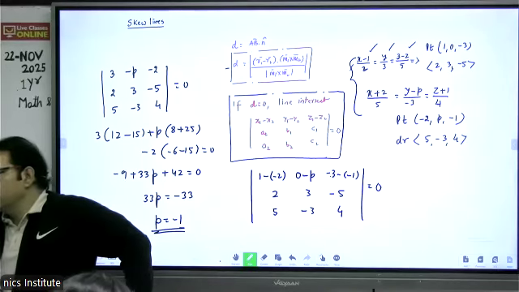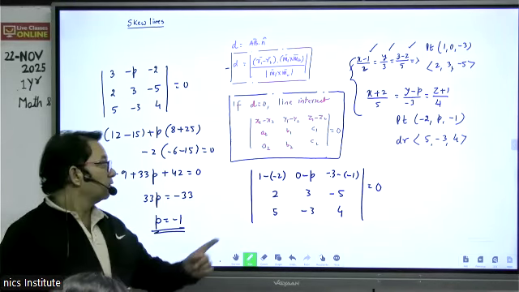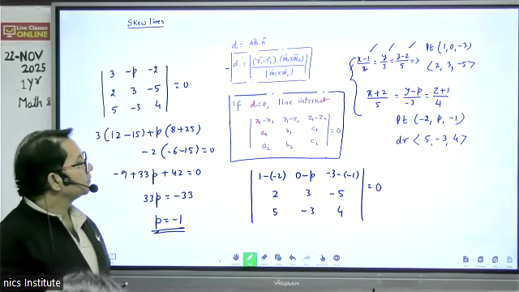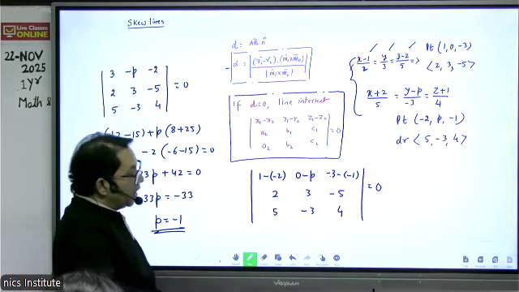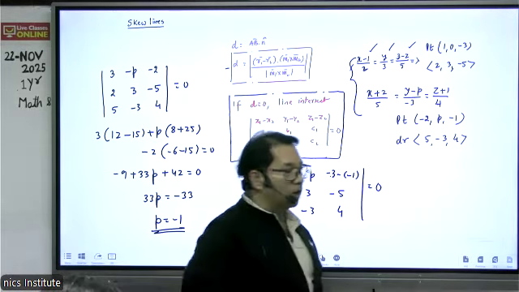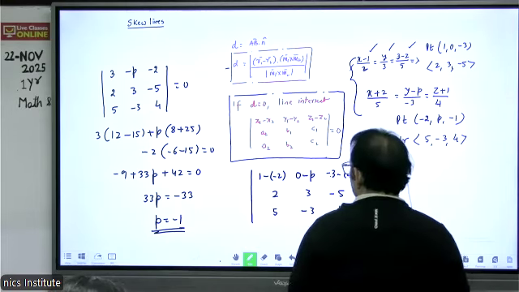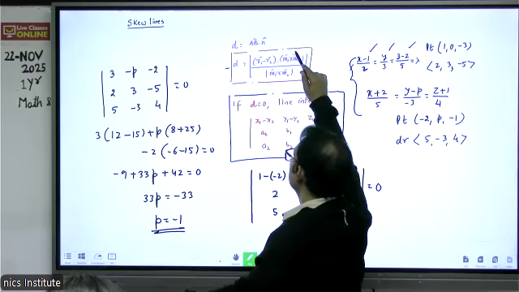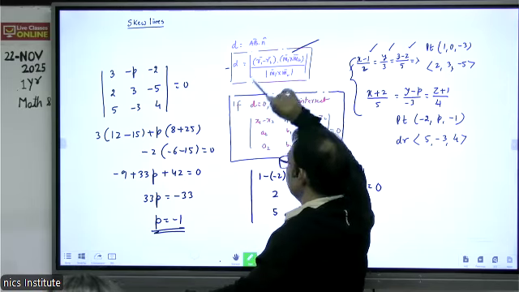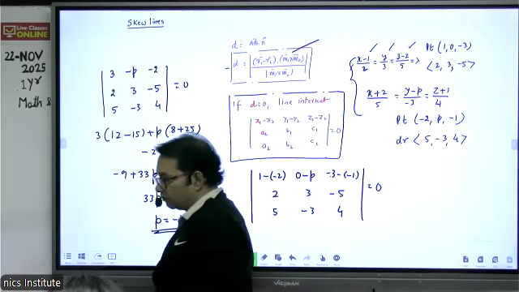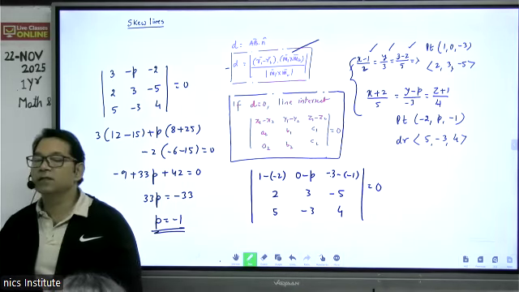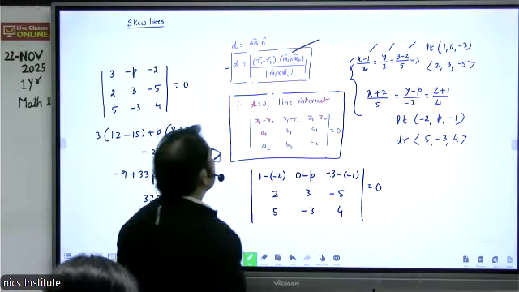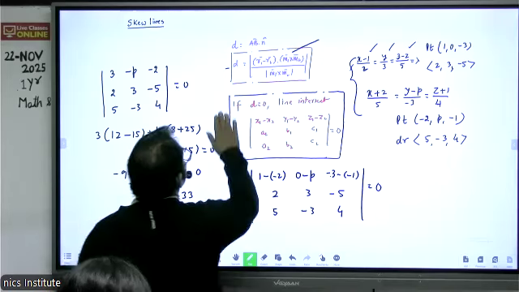So P is -1 if the lines are intersecting. This formula you can remember for intersecting lines. Sometimes lines given to you are parallel. In that case, if you use this formula, it will not work because for parallel lines, M1 cross M2 will always be 0. So now the question is, how do we find distance between parallel lines?